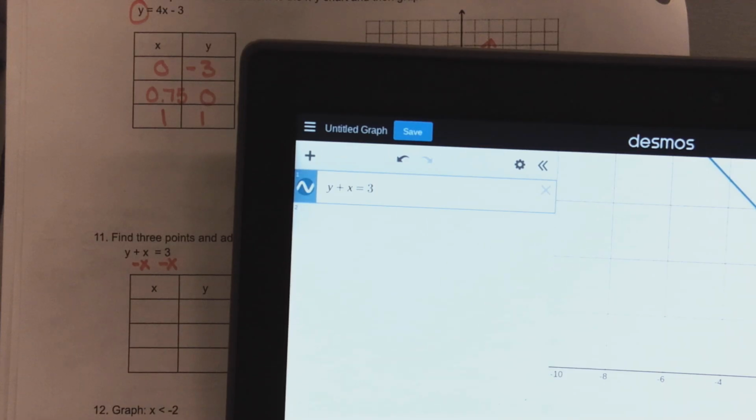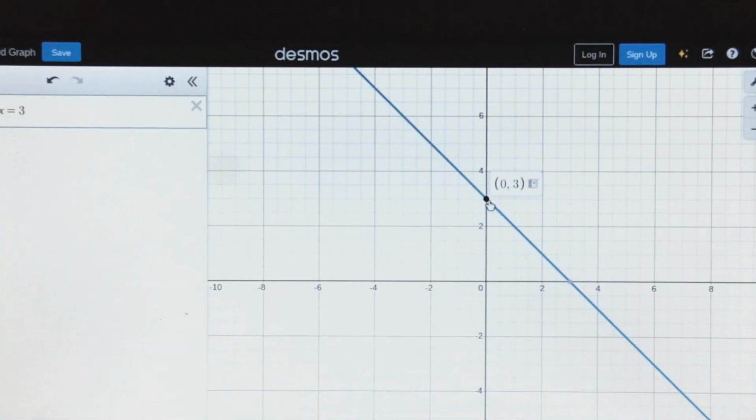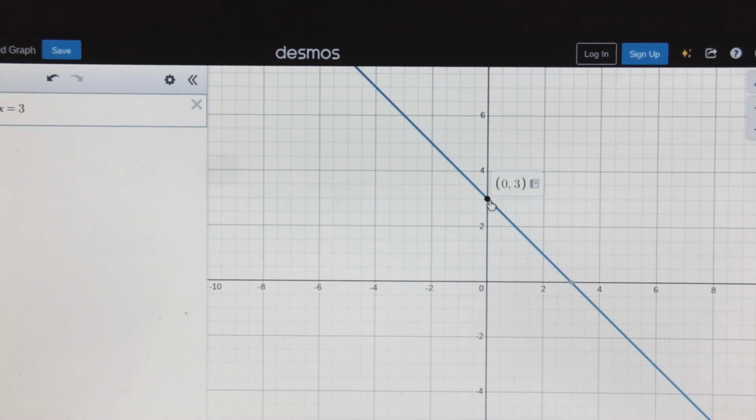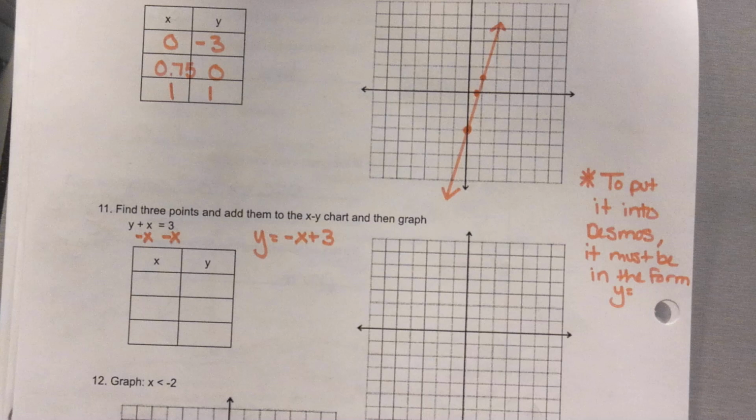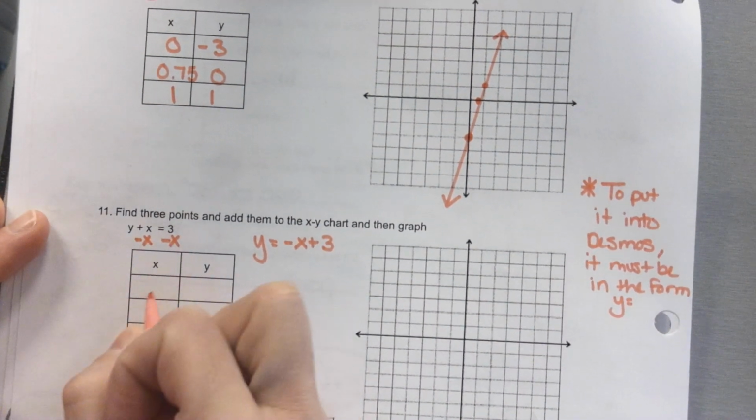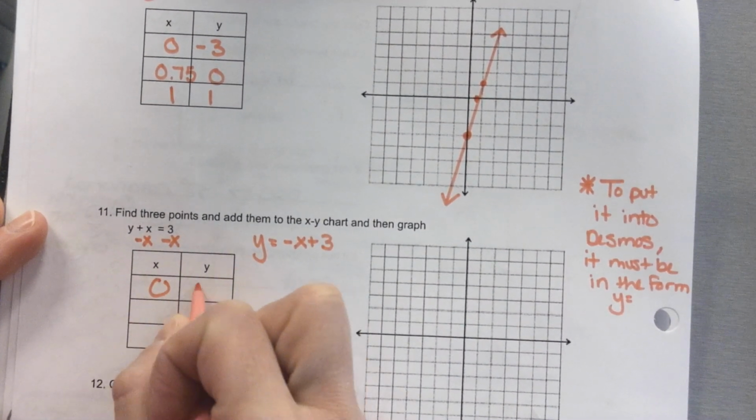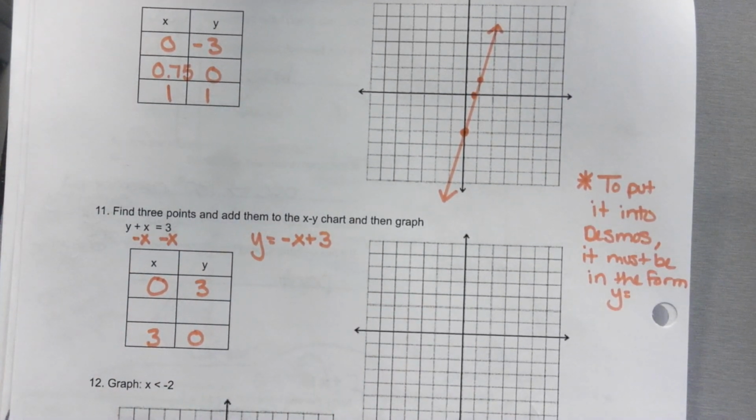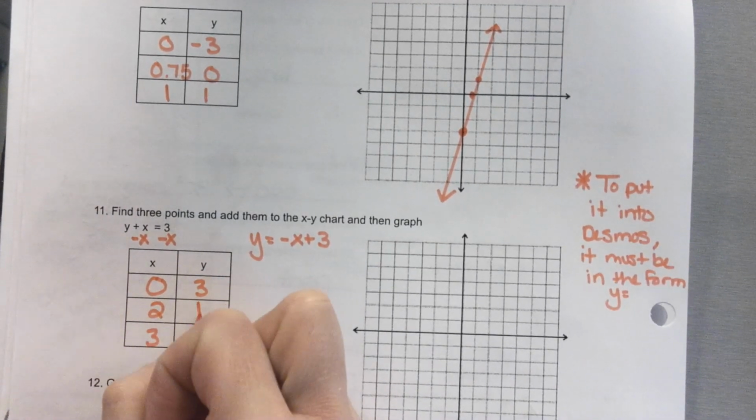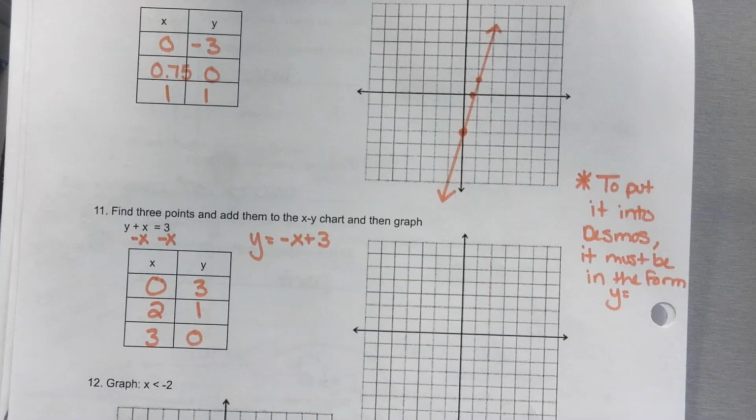All right. So again, look. So I'm hovering over one of the points. So 0, 3 is a point. 3, 0 is a point. So I'm going to write those two down because those look like super great, nice points. And then I'm going to find a point in between them because I'm sure there's a nice point. 2, 1. 2, 1 is another nice point. So those are the three that I'm going to graph.